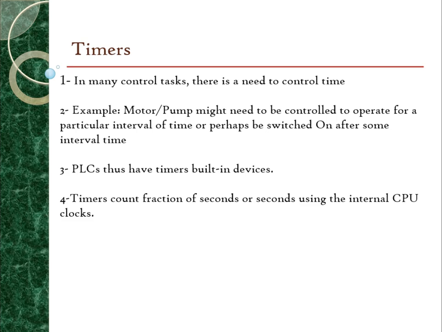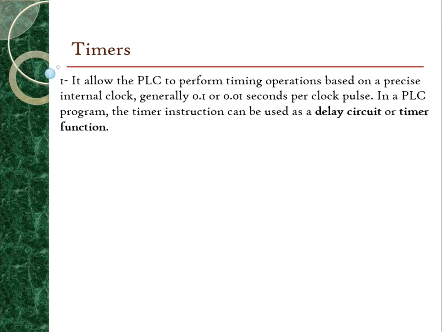So the timer counts the fraction of seconds using the internal clocks that is available in the CPU of that PLC. Timers in PLC instruction measure the amount of time elapsed following an event. And then timer instruction normally performs the timing operation based on a precise internal clock with the smallest resolution of 0.01 seconds per clock pulse. And then in a PLC program, the timer instruction can be used as a delay circuit or a timer function. So let me show you the basic function of timers.